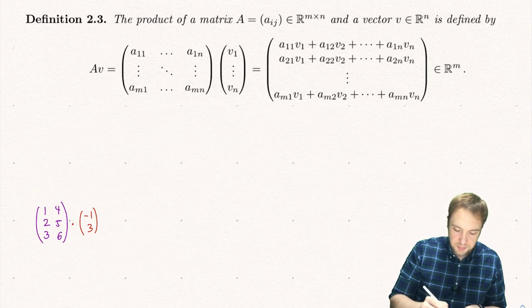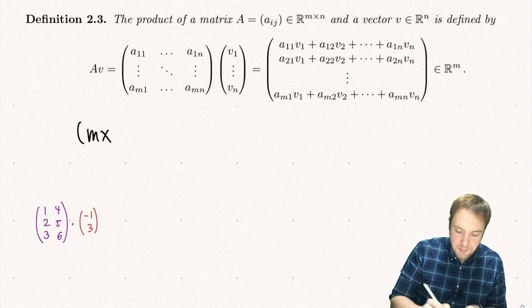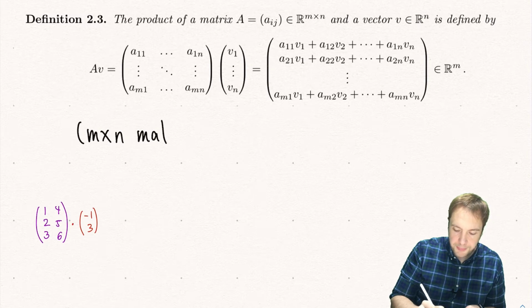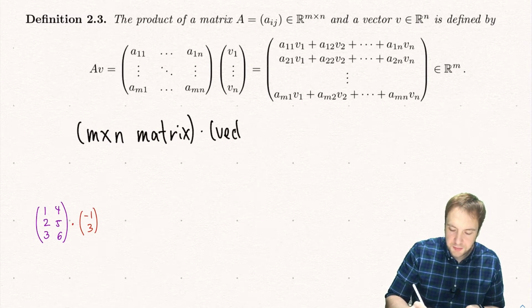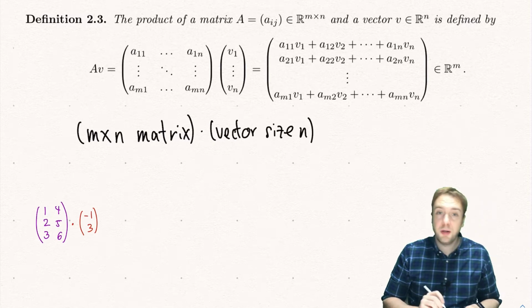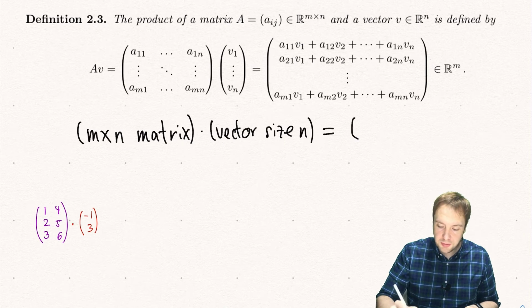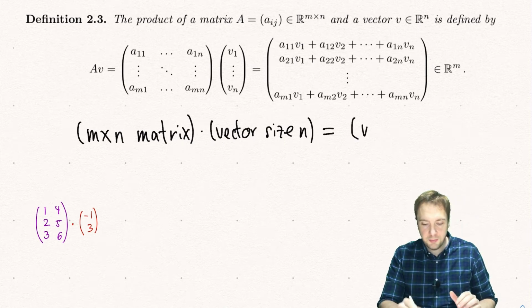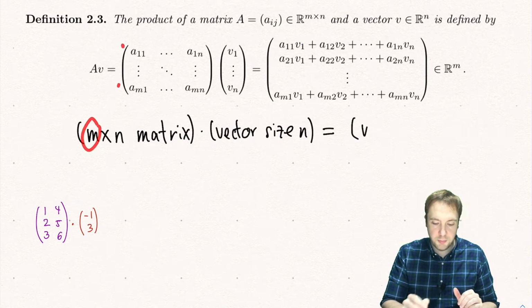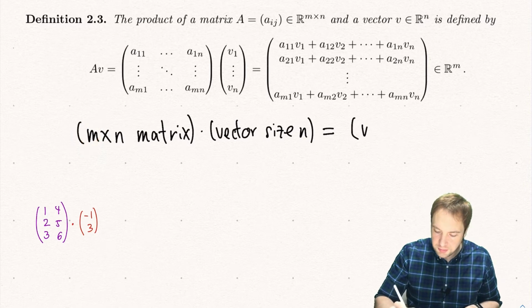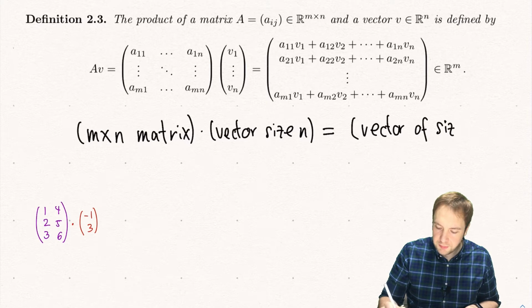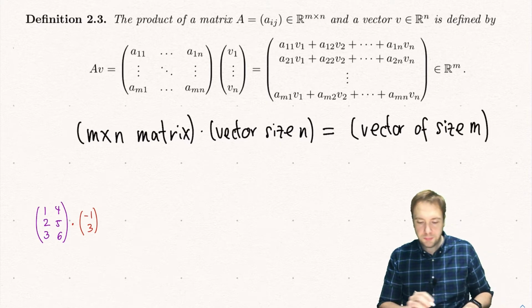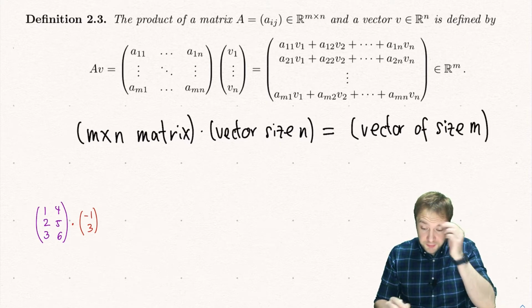So what we do is we multiply an m times n matrix with a vector of size n, and the product will be a vector, and this vector will have the size which corresponds to the rows of the matrix A. So this will give a vector of size m. And how is this defined?